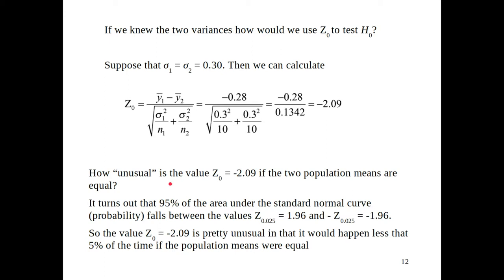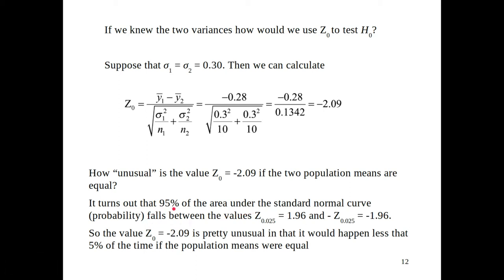Now, the question is, what do we do with this? Once again, our main goal is to determine whether there are differences in tension bond strength of the two different formulations. For that, we are performing this z test, and just now we calculated the z0 value. So the next question is, how unusual is the value of z0 minus 2.09 that we got if the two population means are equal? To find that, we need to look at the z tables.